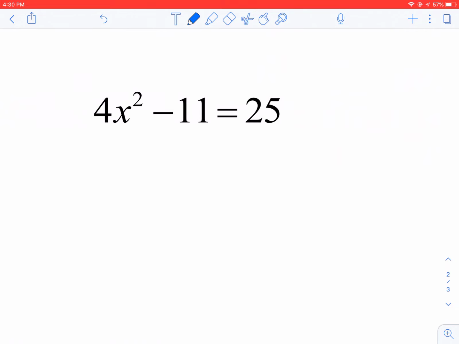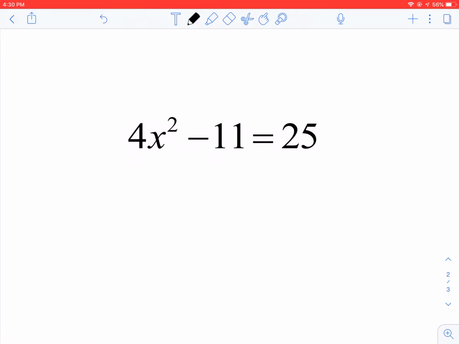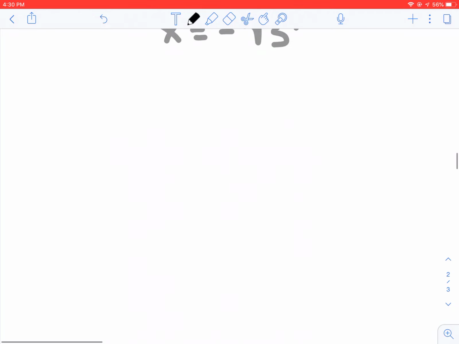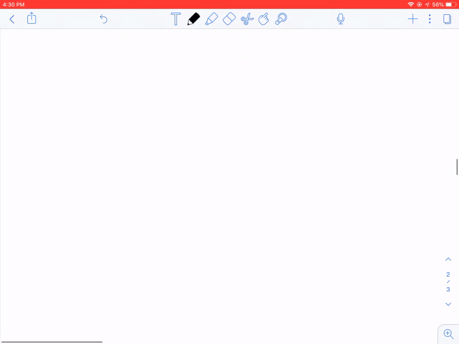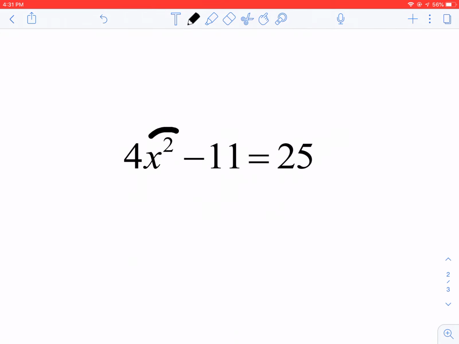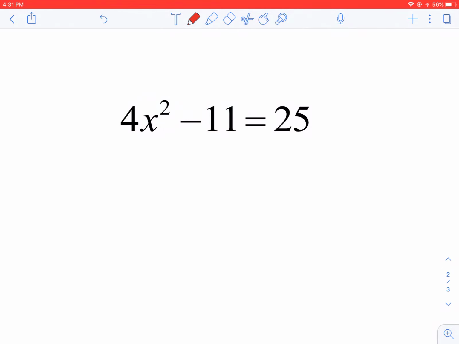How about something like this one here? So we can't just go ahead and square root right away because I don't know how to take the square root of 4x squared minus 11. Right? So the idea is, the reason we're allowed to square root is because square root is the opposite of squaring something. So what we want to do here is get the squared guy by itself, or the x squared by itself. So that's really the goal. So kind of just pretend like that's our variable, like that's an x, right?